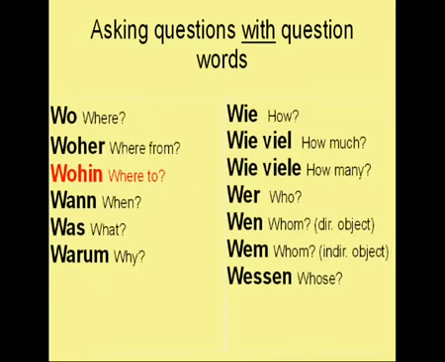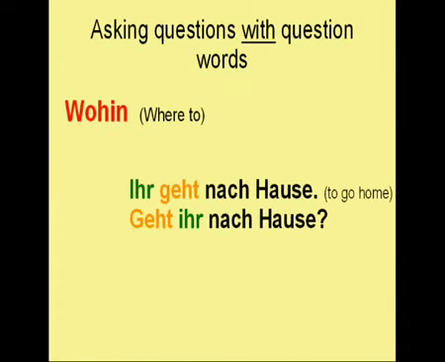The next word is wohin and means where to. For instance, here's the sentence "Ihr geht nach Hause." You go home, because to go home means "nach Hause gehen" in German. If I put that into a question without question word, this means "geht ihr nach Hause?" I switch the two words, the subject and the verb. And guess how the question would sound with question word?